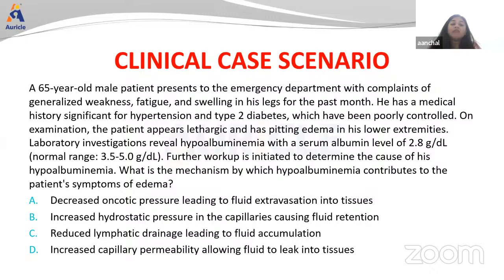Option A, decreased oncotic pressure leading to extra fluid extravasation into tissue. B, increased hydrostatic pressure in the capillary causing fluid retention. C, reduced lymphatic drainage leading to fluid accumulation. D, increased capillary permeability allowing fluid to leak into tissue. So I hope after this session, all the students will be able to answer. Again, we're going to discuss it at the end of the class.